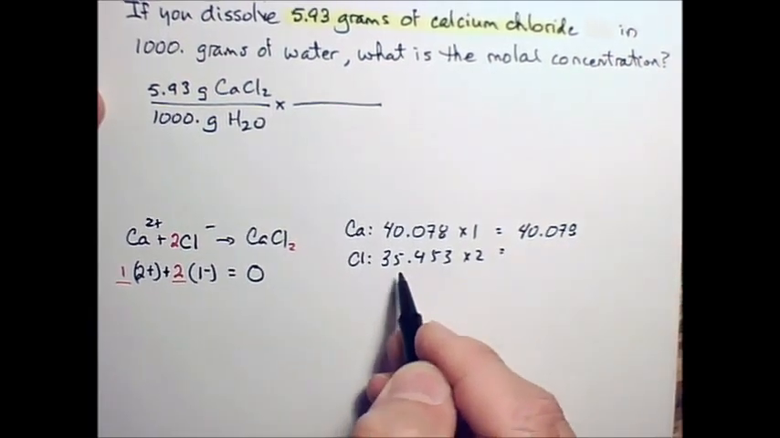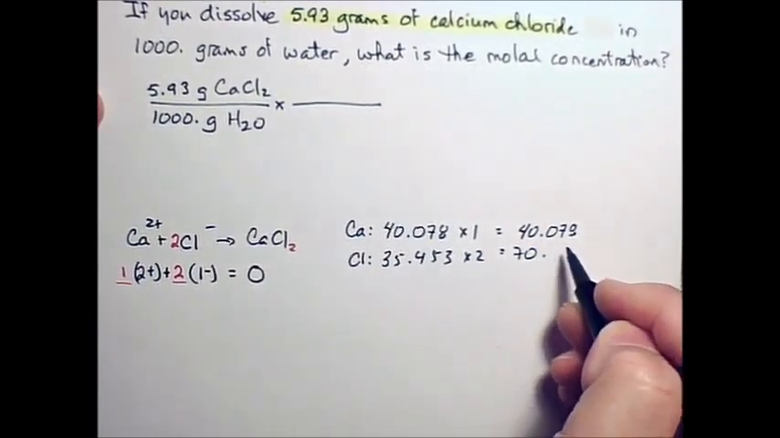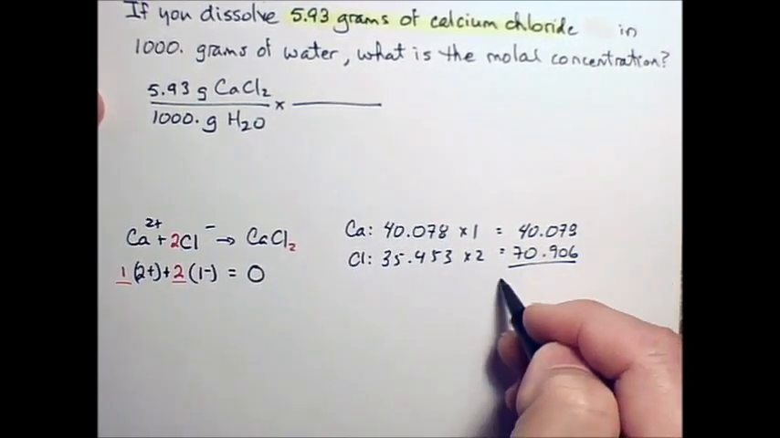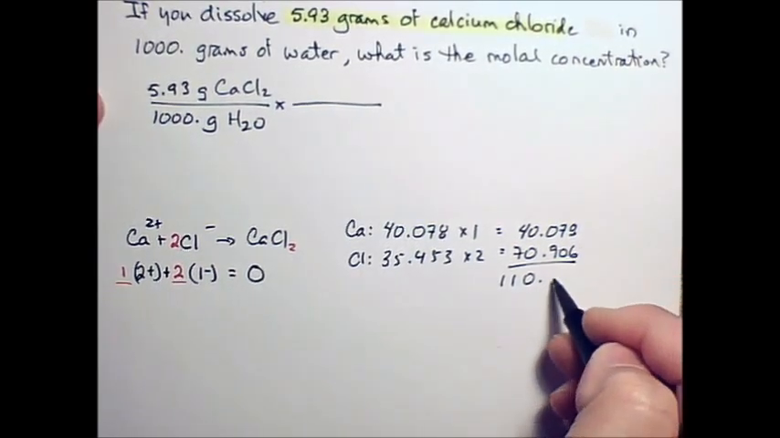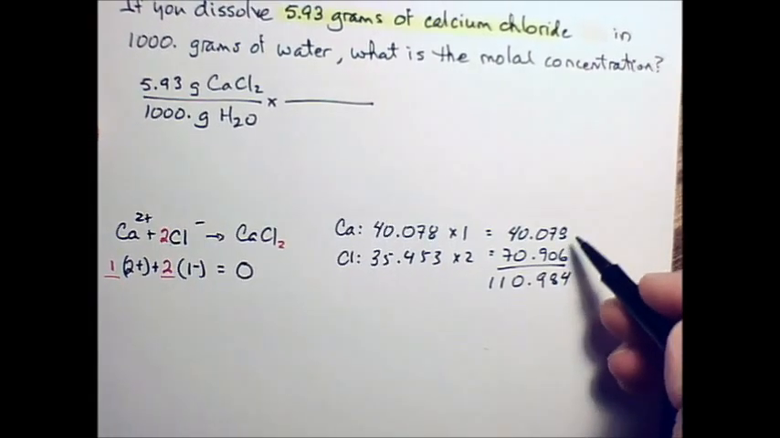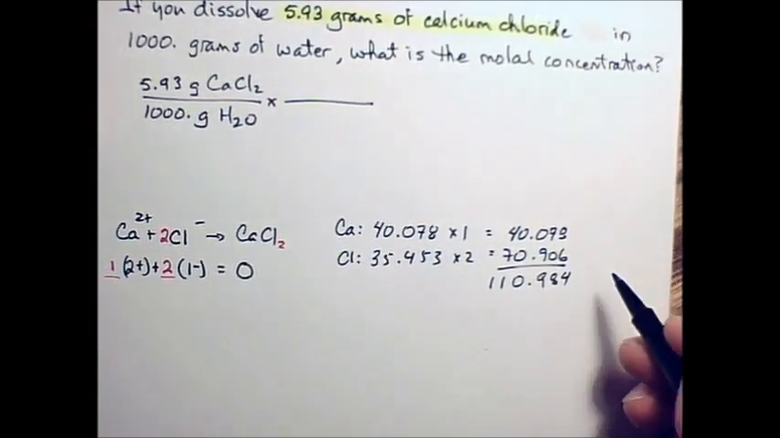40.078, and this times 2 is 70.906, and you add them together, you get 110.984. Now there's no empty slots over here on the right, so that it's perfectly okay. You don't have to do any rounding off.